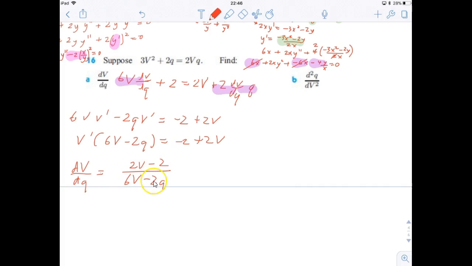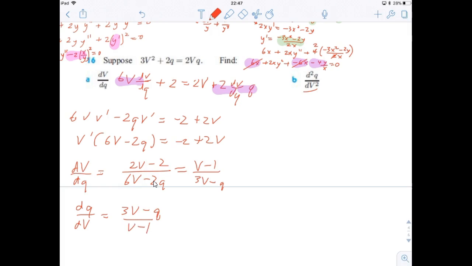And we can cancel out 2's from everything, right? So we'll have v minus 1 divided by 3v minus q. Okay, now they want us to take the second derivative, but they want the second derivative of q with respect to v. So one thing we could do is, if we know that dv/dq is that, we know that dq/dv is the inverse, or the reciprocal.